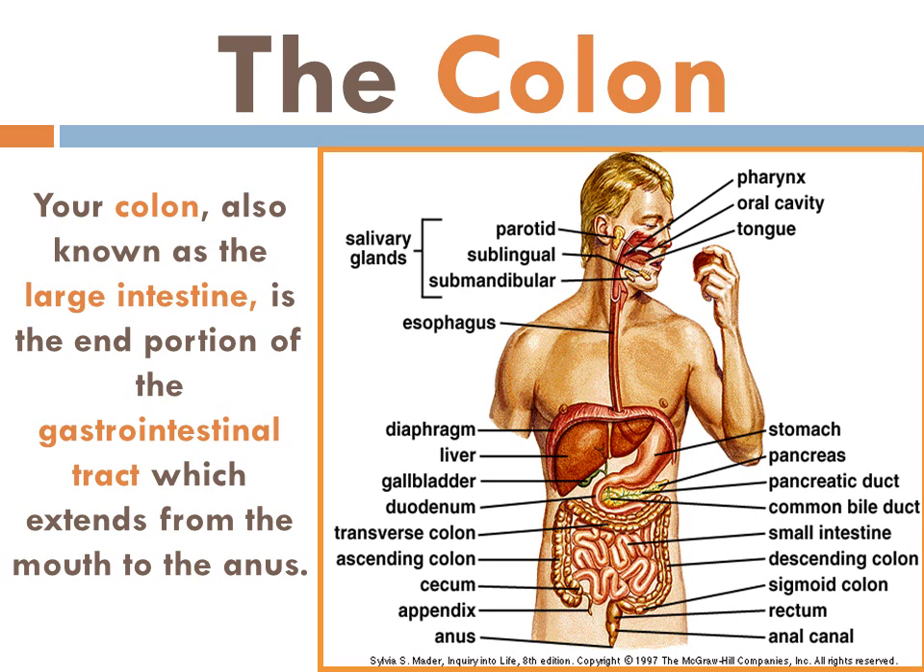Your colon, also known as the large intestine, is the end portion of the gastrointestinal tract which extends from the mouth to the anus. The digestive process begins in the mouth as soon as you start to chew your food. Along with the chewing action, salivary juices mix with the food to start breaking it down into smaller molecules. After swallowing, the food passes into the esophagus, and using rhythmic wave-like muscular contractions, it forces the food into the stomach. Digestion continues to take place here with the aid of stomach acids.